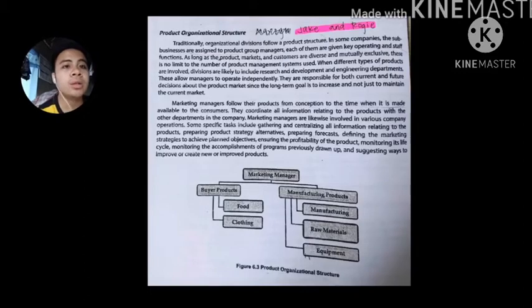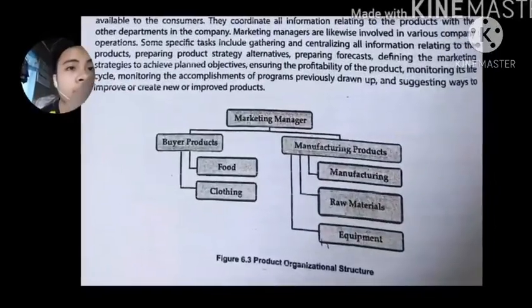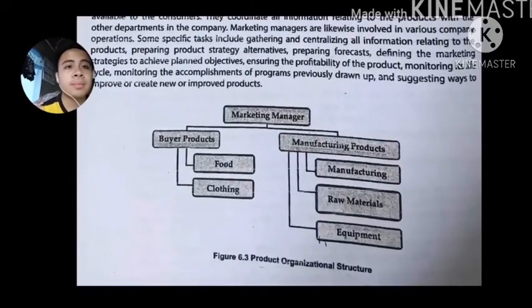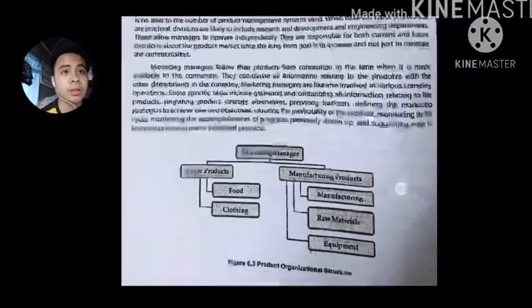Sa marketing manager, parang dito, nakapaloob dun yung buyer products tsaka yung manufacturing products. Yung mga marketing manager, yung mga buyer products, syempre include dun yung food and clothing, yung mga parang pangunahing pangangailangan ng consumers. Sa mga manufacturing products, yung manufacturing, raw materials, equipment, yun yung mga iba-ibang products na binebenta ng isang company.